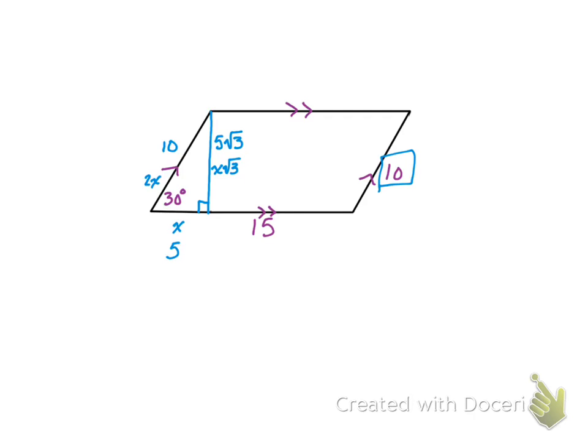Now we need to take our base times our height to find our area. So here's our height, and here's our base. A equals BH, which equals 15 times 5√3. 15 times 5 is 75. Bring the √3 down. Units squared, that's our answer there.